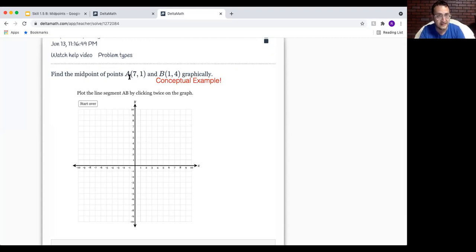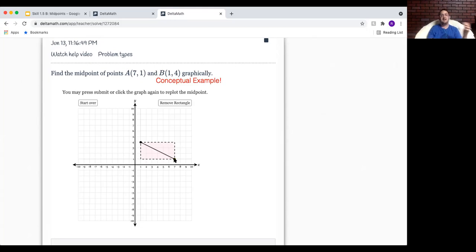So for point A, it's asking us to graph (7, 1). So I'm going to go to (7, 1). And there's my point. And then for point B, I'm going to go to (1, 4). And it says then to click and drag to draw a rectangle with the segment as a diagonal. So your goal is to create a rectangle where that segment is a diagonal. And I did that.